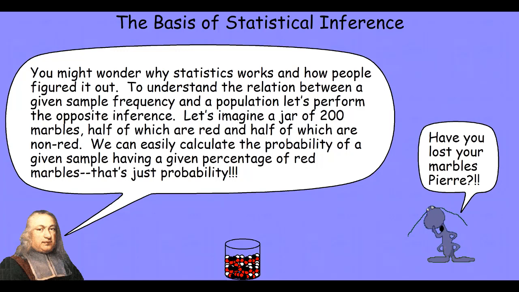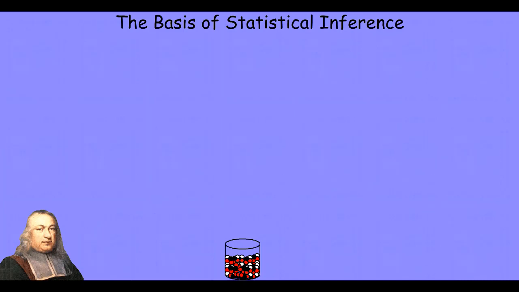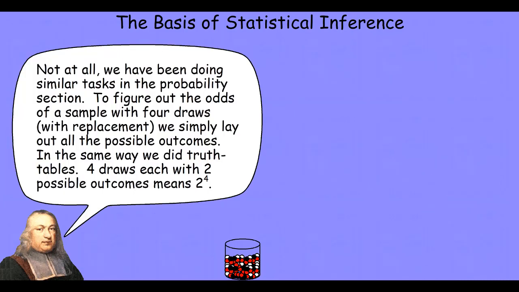Now you might think to yourself, you've lost your marbles, Wallace. But in fact, we can do this. So for instance, to figure out the odds of a sample with 4 draws from our jar of marbles with replacement, so that we draw a marble, we record its color, we put it back in, we shake it up, and then we draw another marble, we simply lay out all the possible outcomes. And that might seem kind of daunting even for 4 draws, but it is an easy way to do it that we learned in the propositional logic lectures.